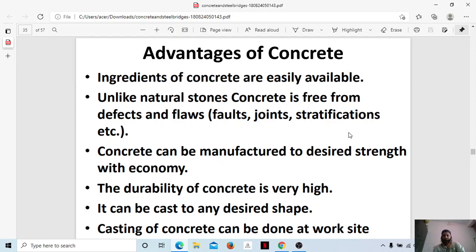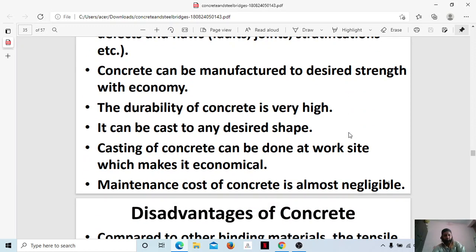So what happens is different stones have different properties, and there are chances of various faults and joints coming into those stones. But in concrete, after the mixing and placing, it becomes so hard that there are no chances of any faults or joints coming onto that concrete. Concrete can be manufactured for a designed strength with economy, so the desired strength can be achieved while maintaining the economy.